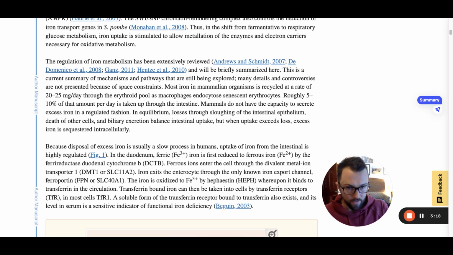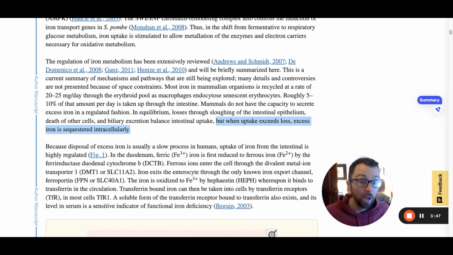Okay, so sloughing the intestinal epithelium, that means losing intestinal cells that are taking iron in, right? That's a way that we're getting rid of iron. Death of any cell that already has iron in it, and then proper digestion of things containing iron. Now, this is what balances intestinal uptake. But when uptake exceeds loss, we're taking in more than we're able to get rid of. Excess iron is sequestered intracellularly.